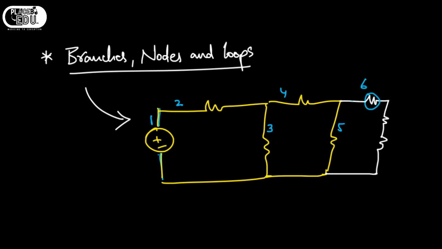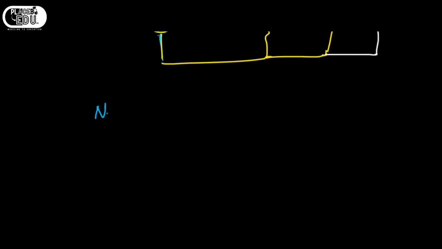So here we have a resistance, so this is branch 1. So branch 6. Here we have 2 resistances, so this one should be considered as 2 branches. So this one is 7 and this one is 8. So the total number of branches here is 8. Understood? Now coming to the nodes.